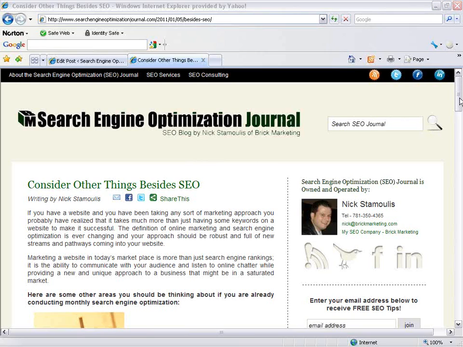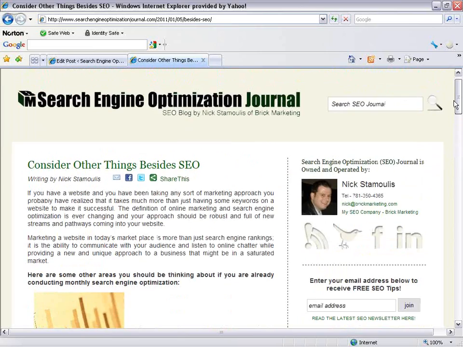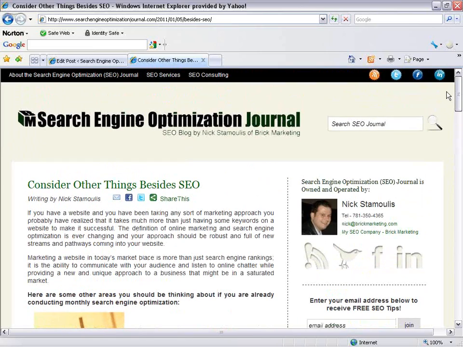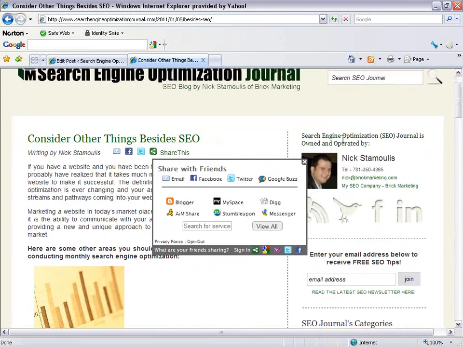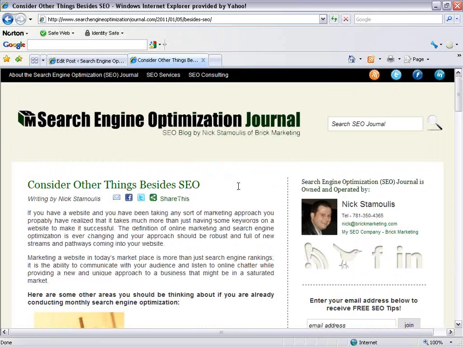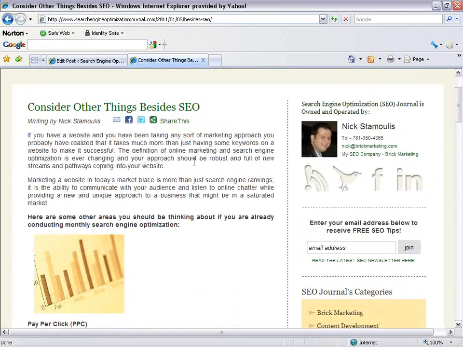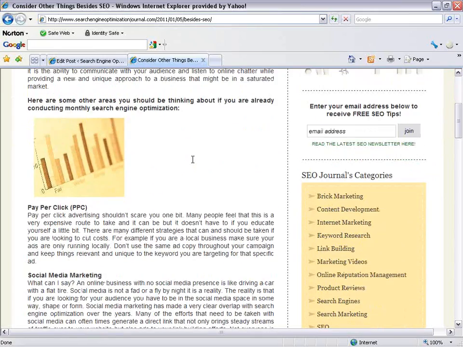So first and foremost, here's a blog post we're going to look at. It's the post that I wrote today: Consider other things besides SEO. Of all the topics I'm going to talk about, but really, how to optimize this post. If you look at the content, first of all, there's some good content.